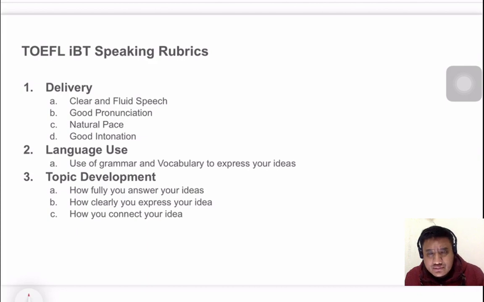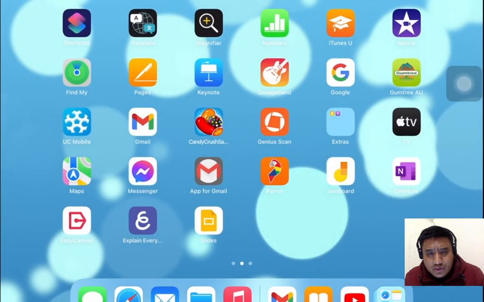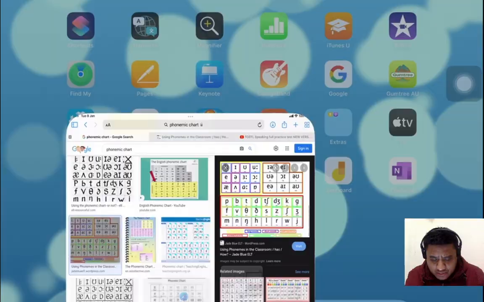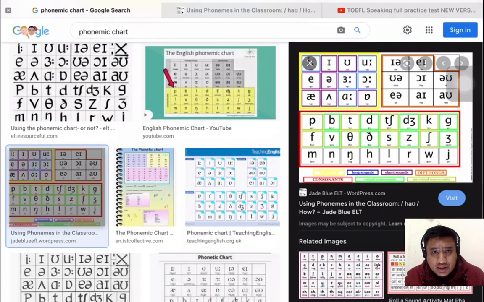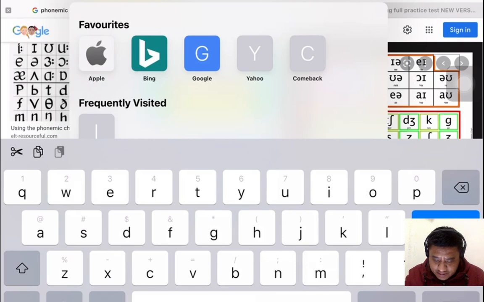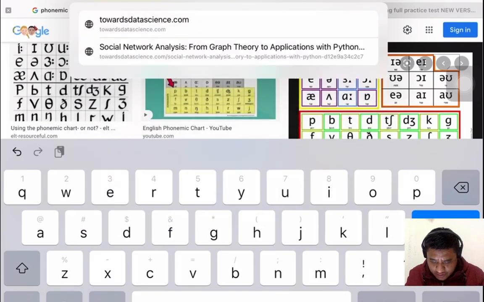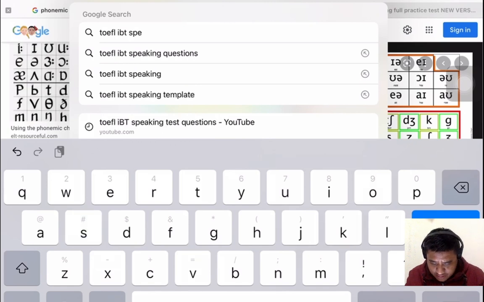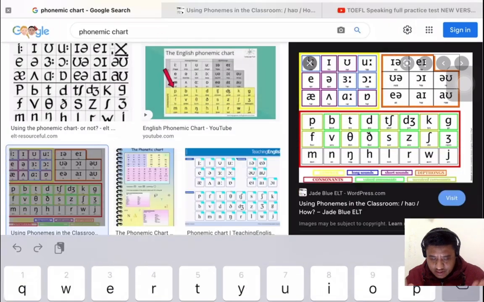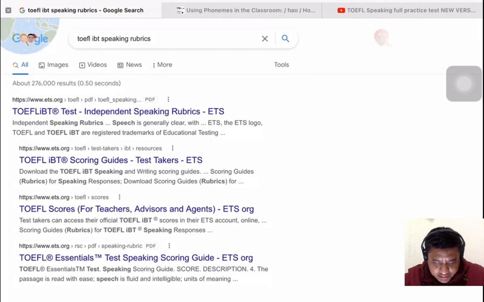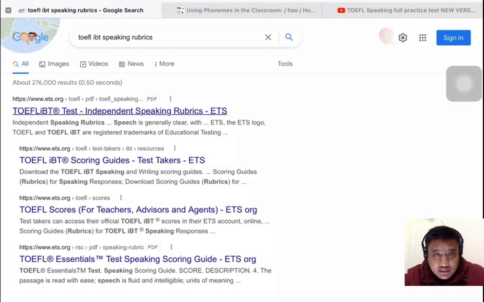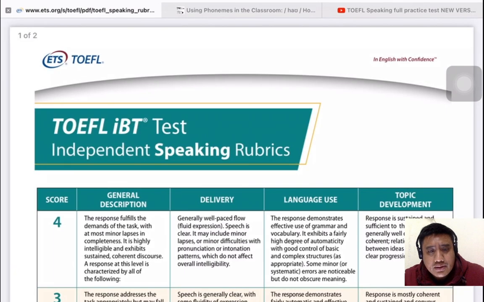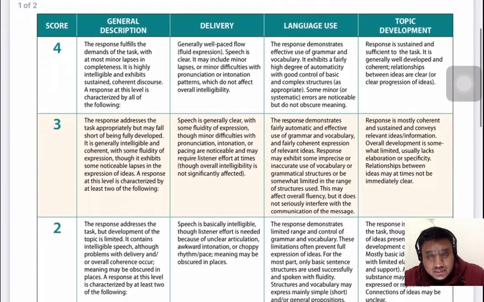If you are not really sure about it, then you can go to your browser and start typing TOEFL iBT speaking rubrics, right? TOEFL iBT speaking rubrics, and then you can click this, and so this is what you need to download.